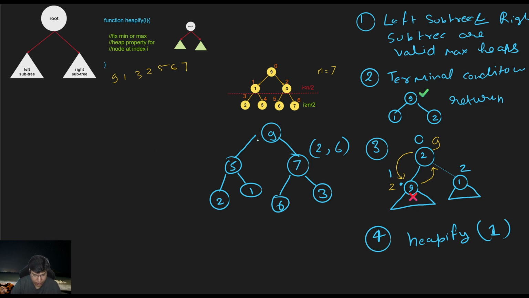Now if I write down my array, it is 9, 5, 7, 2, 1, 6 and 3. Although earlier also my 0th index was giving me the largest number, it was not a valid max heap. But in this case it's a valid max heap, because given any index, if you try to find out the left child and right child, the root node will be the largest of 3.